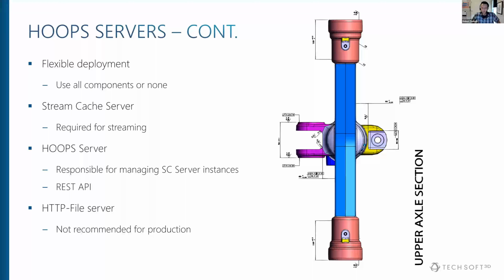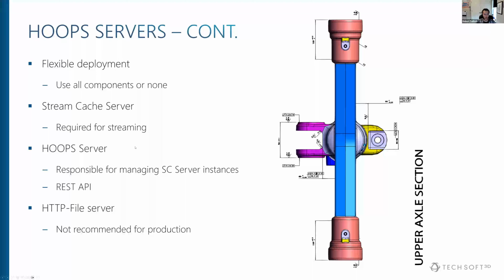So let's assume going forward that we're talking about client-side or server-side rendering, in which case the stream cache server is going to be required. The next thing we're going to talk about today is the HOOPS server. I mentioned it earlier. This component is not required. Your application can choose to manage the life cycle of the stream cache server instances on its own, and we do have lots of users that do that. In the past, that was more required before we developed the HOOPS server.